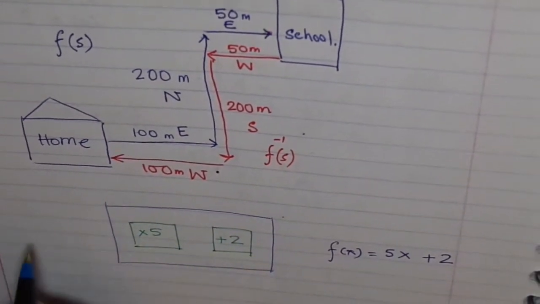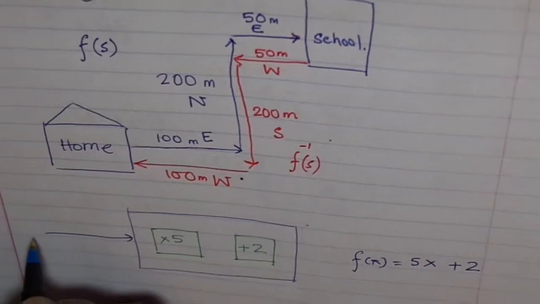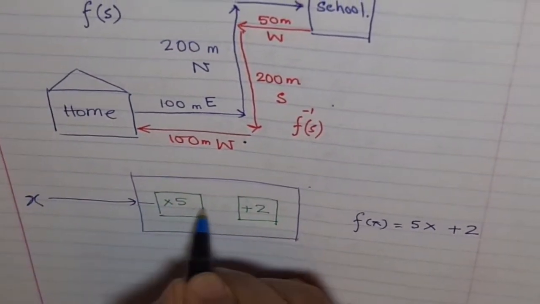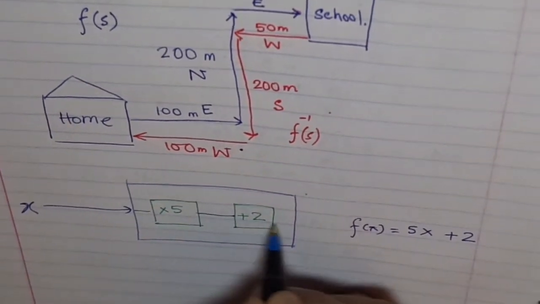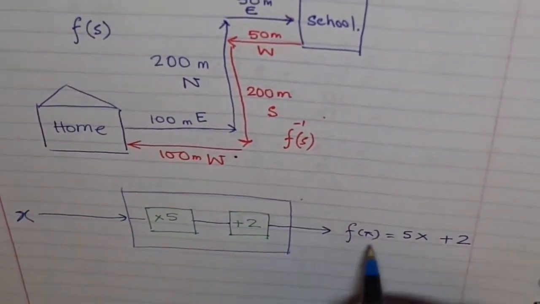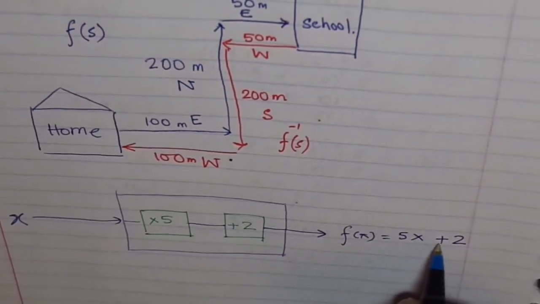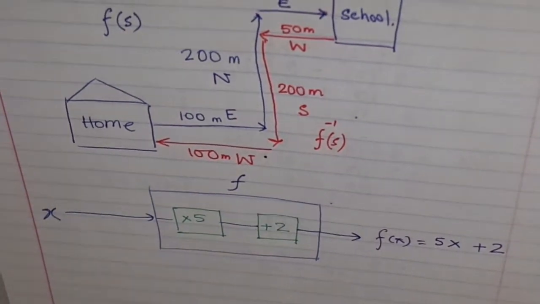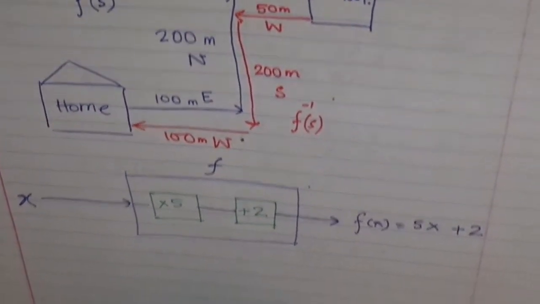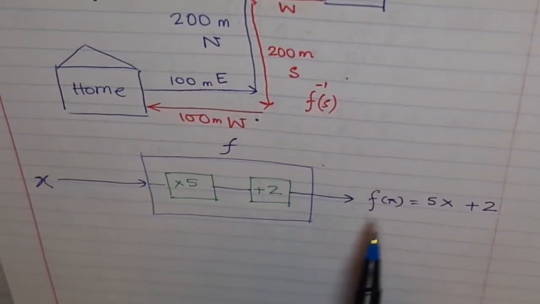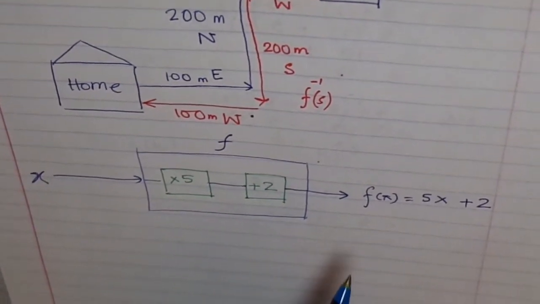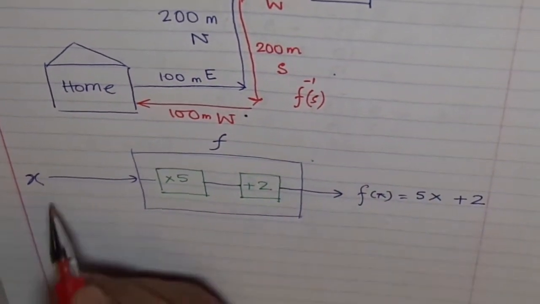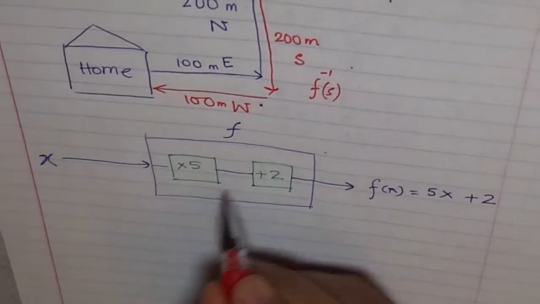This is the input x. It goes into the function, gets multiplied by 5, then added by 2, and there goes the output, which is f(x) equals 5x plus 2. So this is our function f, which performs this operation. Now, how can we find the inverse of this function? The inverse of the function should bring us back to x, doing just the reverse operation.